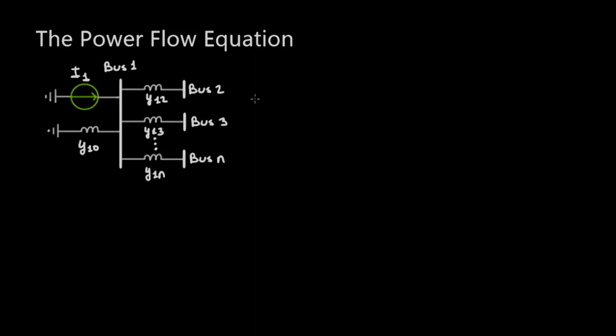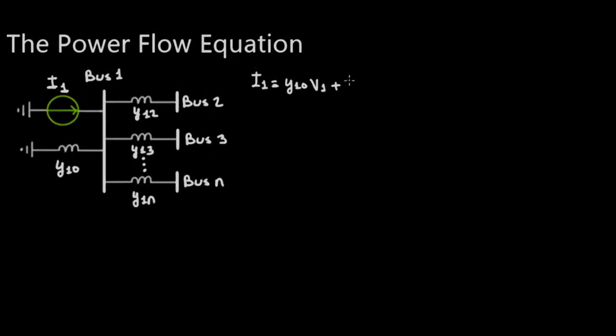So I can get an expression for the current I1 as the following. I1 is equal to the current that flows through this branch, this branch, and this branch. The current through this branch is Y10 times the voltage at bus 1, so times V1. The current through this branch is the admittance Y12 times the voltage difference between bus 1 and bus 2, so times V1 minus V2.